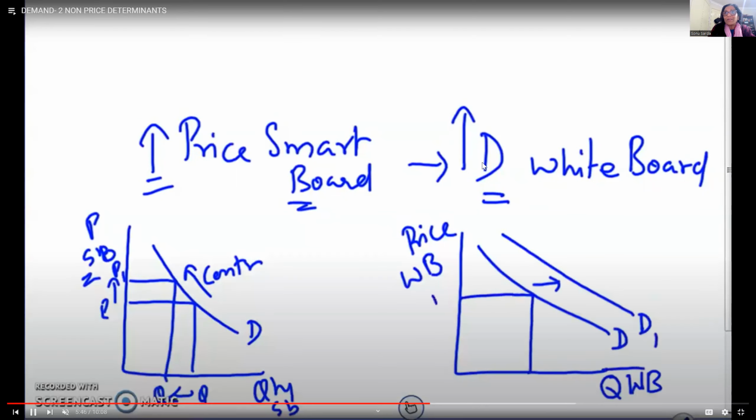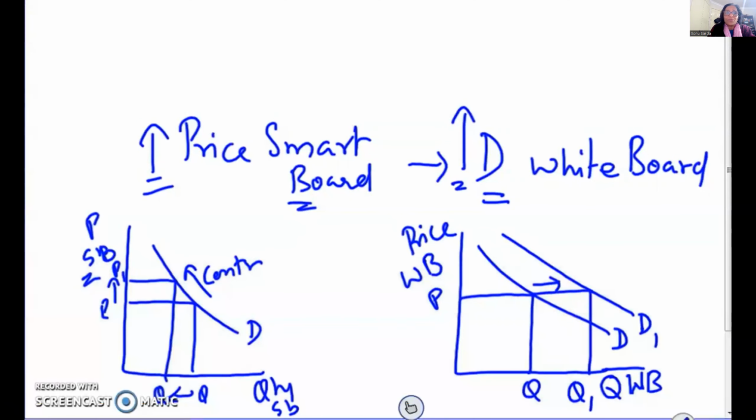So definitely I have not written the in-between chain here, which is that the price of smartboard goes up, there's a contraction of smartboards, but there is an increase in demand of whiteboards. So you can see you have to be very, very particular about the axis on this, 100%. Otherwise, there's a greater chance of messing up with the answers for these.